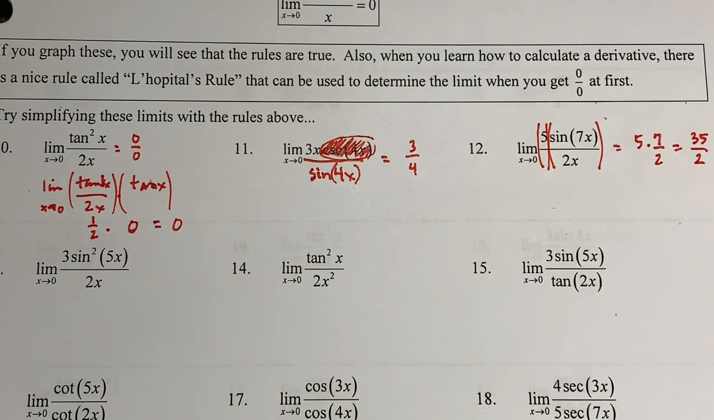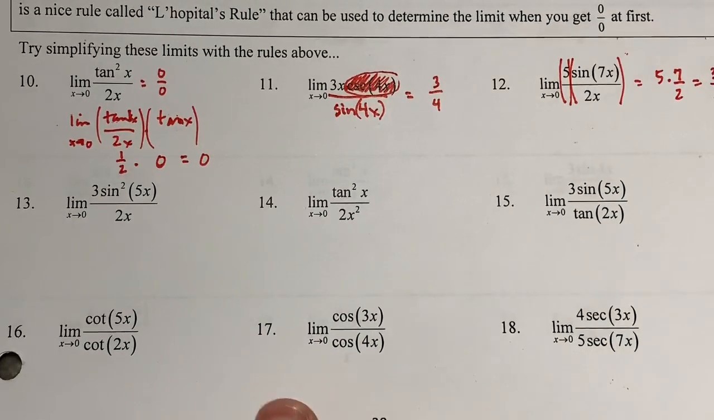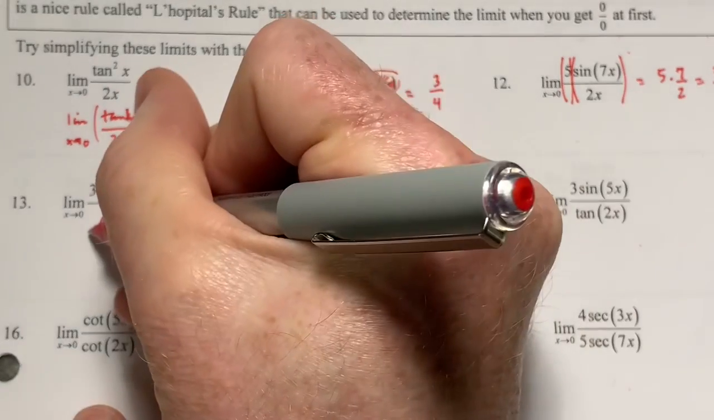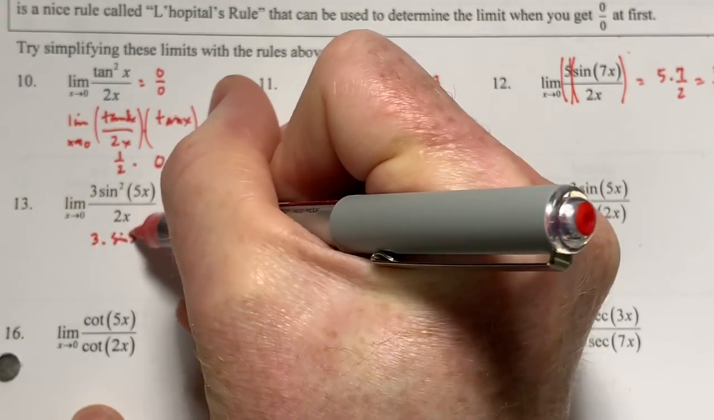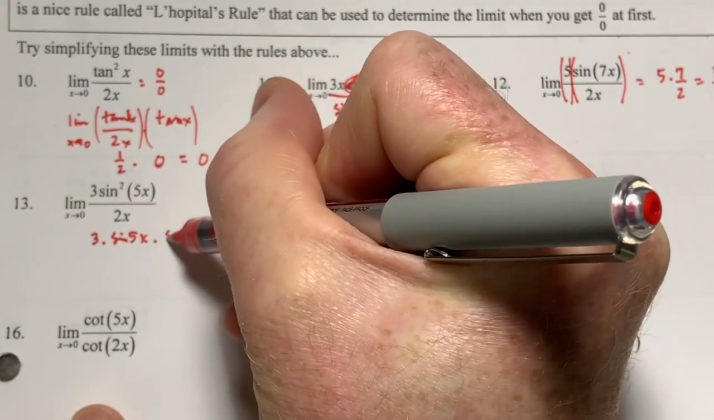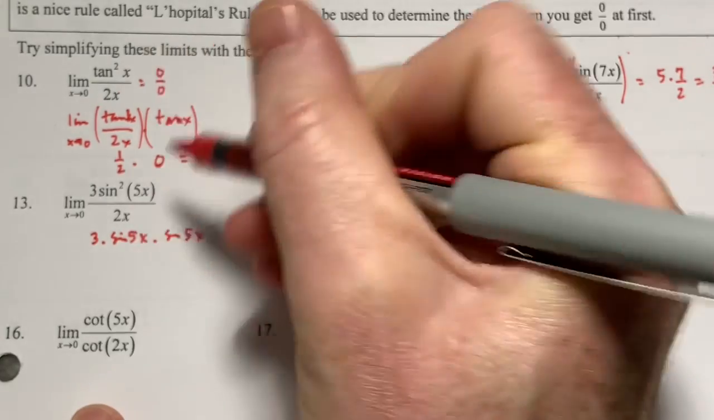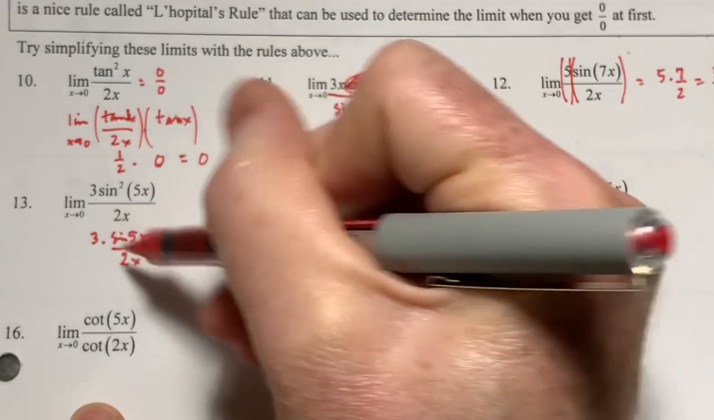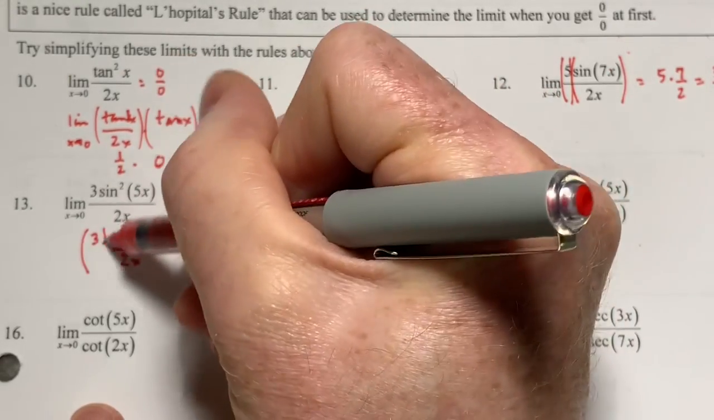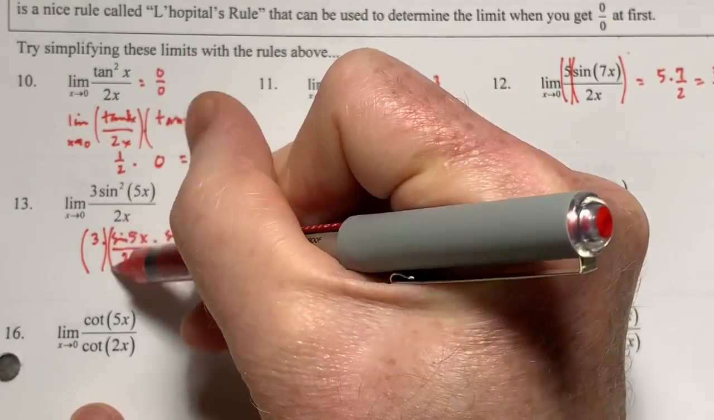All right? Check out number 13. All right, you're looking at number 13. Hopefully the thing that jumps off the page on number 13 is that squared. That squared means it's not a rule for you. So I am going to have to break it up a little bit. So I have the 3, it's fine. So I have a sine of 5x, right? And then I have another sine of 5x, but I only have one 2x. So just pick where you want to put it. You could put the 2 under the 3 if you want, whatever. You could put the x here and the 2 there. It doesn't matter to me, but whatever.